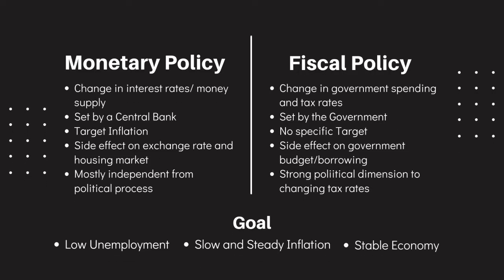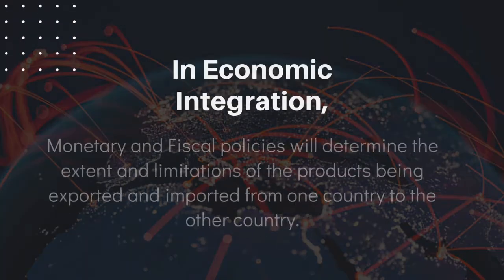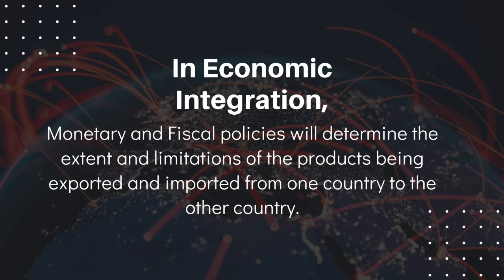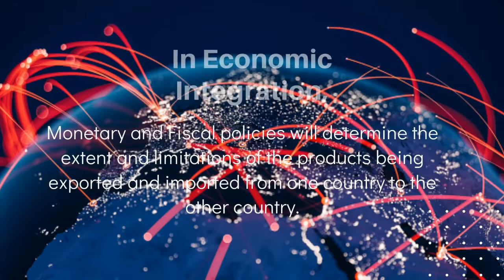This is an example of how monetary and fiscal policy work together. These policies affect the expansion of a business by providing loans and lower tax rates. Although monetary and fiscal policy use different tools, they typically have similar goals, including low unemployment, slow and steady inflation, and a stable economy. In economic integration, monetary and fiscal policy will determine the extent and limitations of the products being exported and imported from one country to the other country.